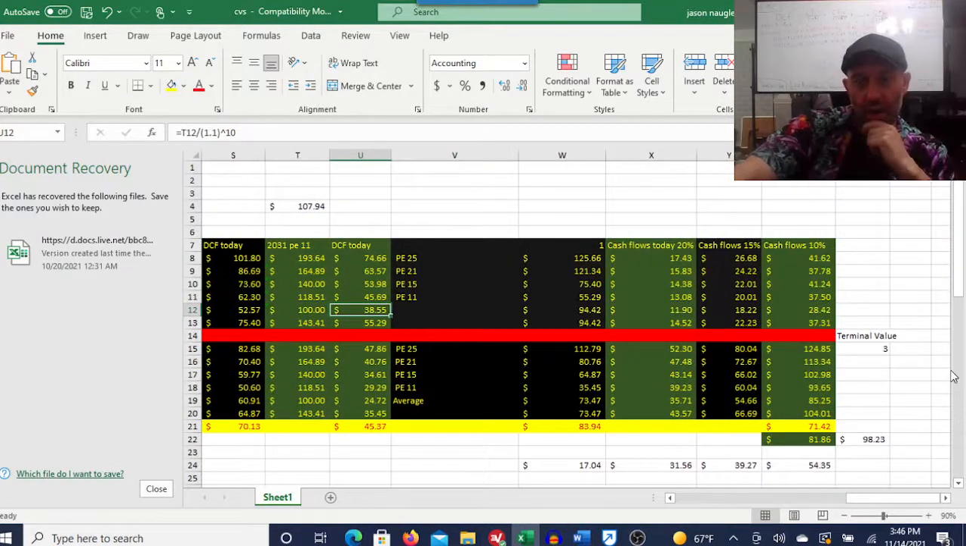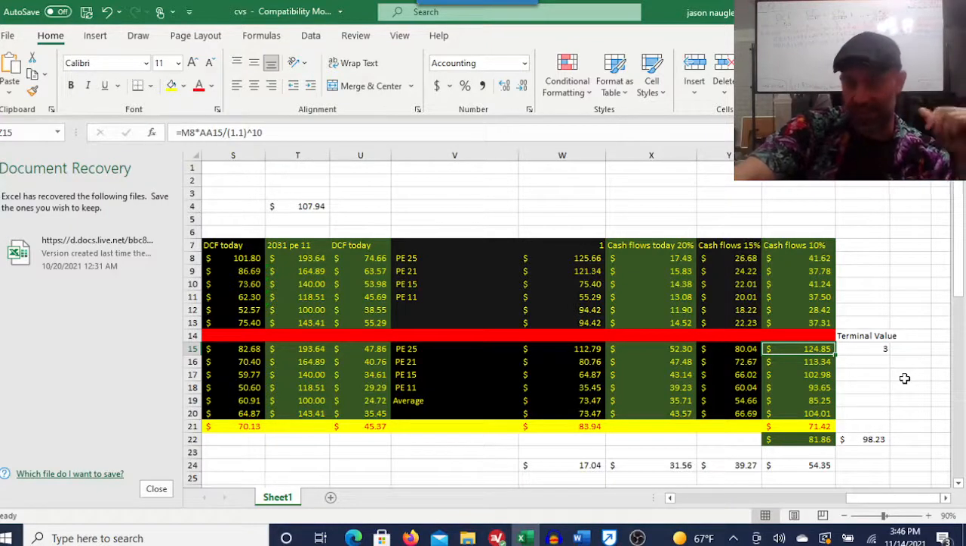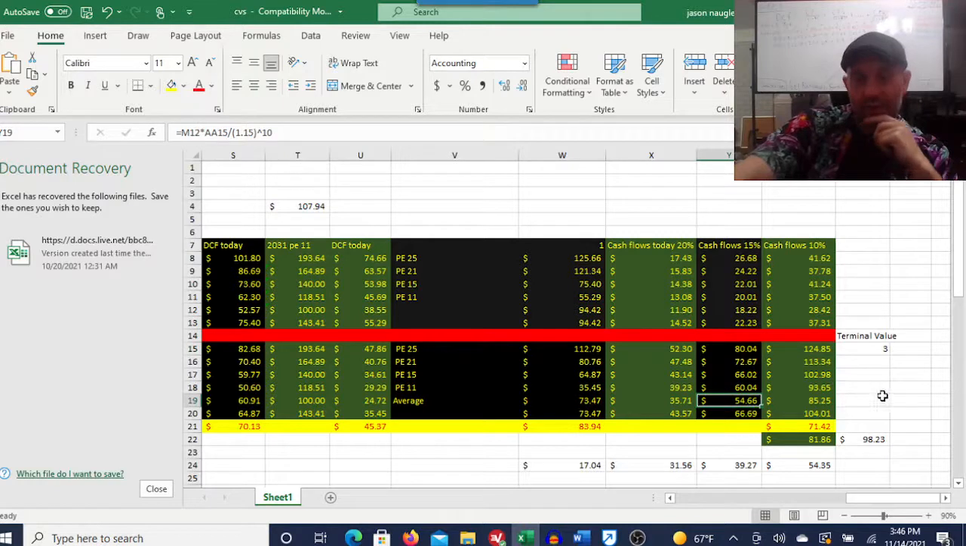You come over here using a terminal multiple of 3 on its cash flows for a 10% return. You're looking at a share price between $85 and $125, depending on what you believe, but it gets better than that. If you were looking for a 15% return, it just depends on what numbers you believe it's going to produce.